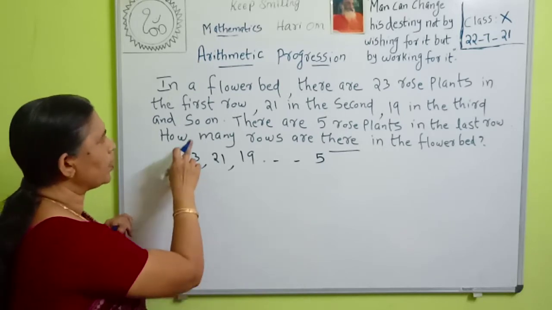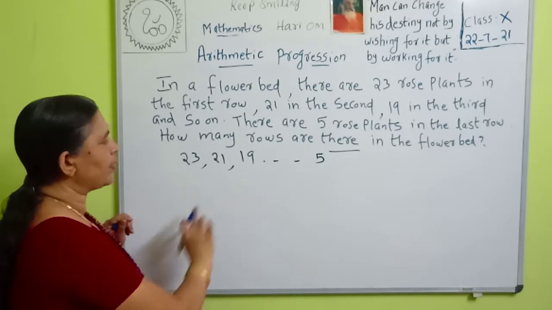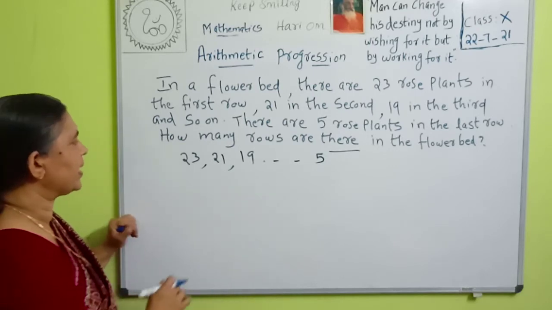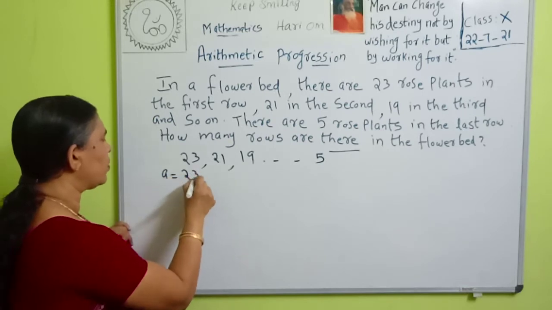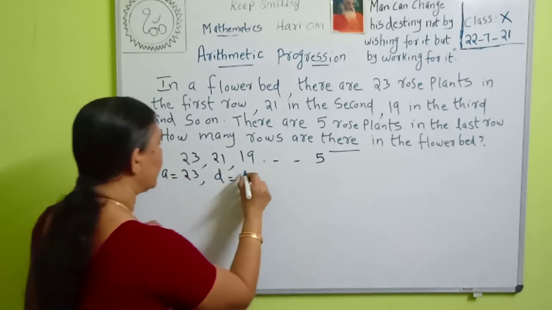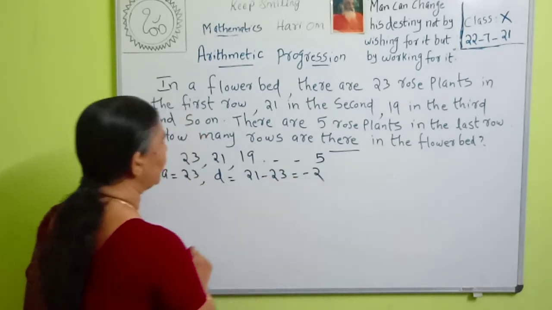First row, 23 rose plants, second 21, third 19, etc. up to 5. Then here what is the first term? a is equal to 23. What is the common difference? 21 minus 23, that is equal to minus 2.